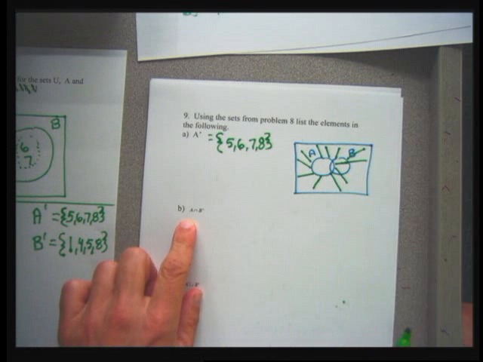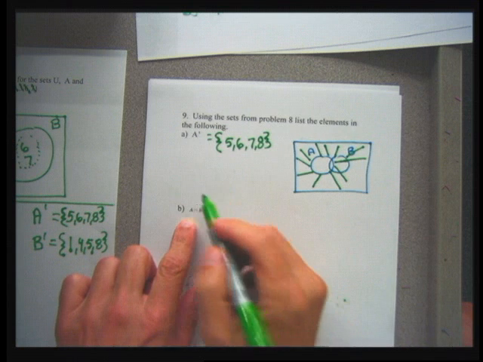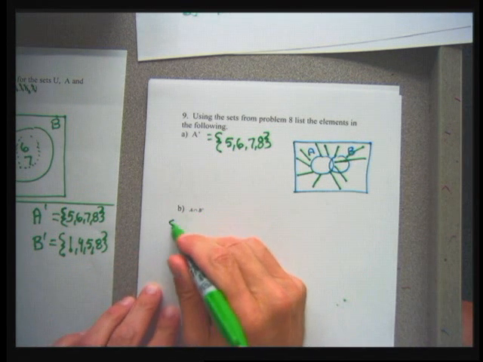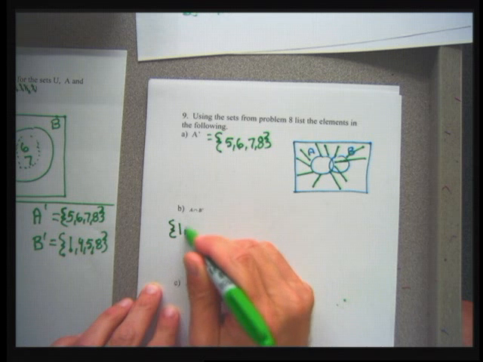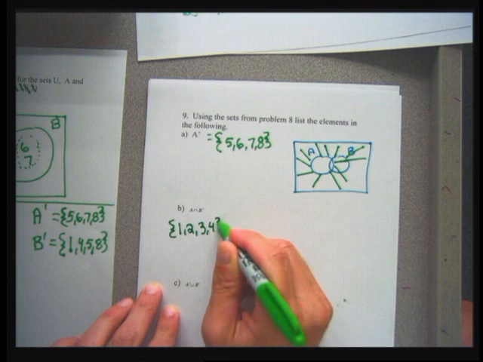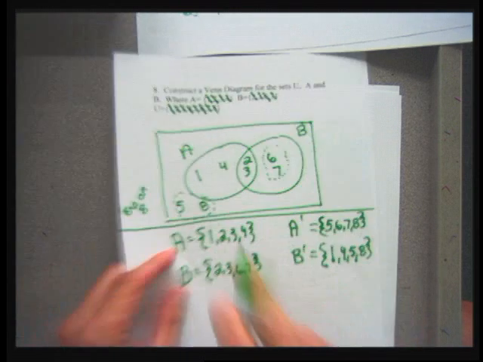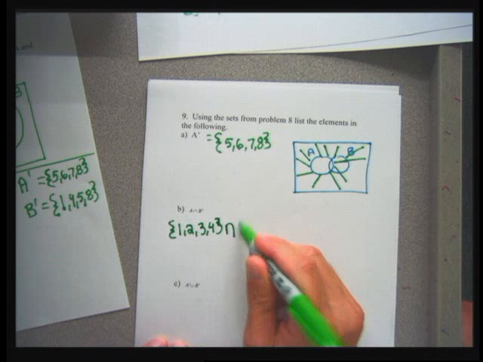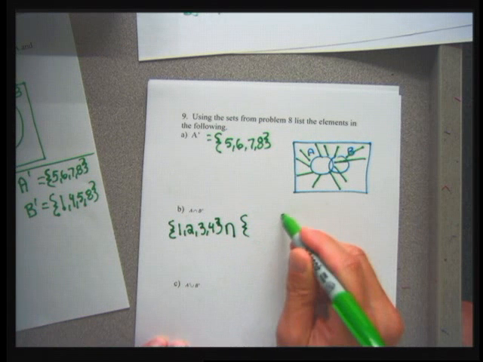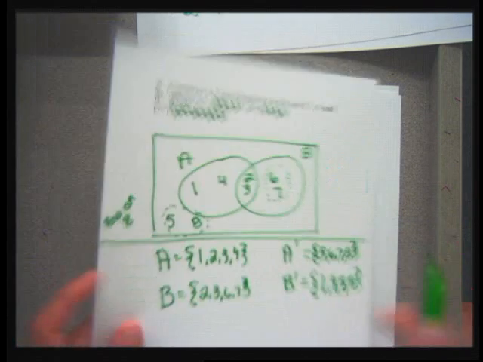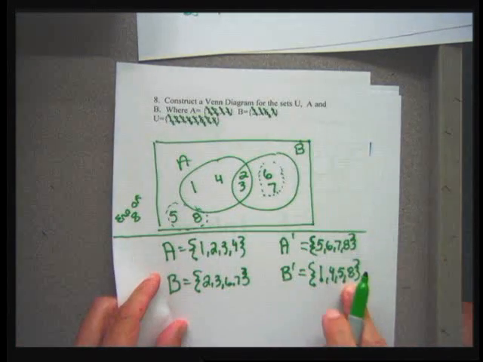To do part B, A intersection B prime, I'm going to replace the A with what it's equal to. I gave you that A is equal to the set that contains 1, 2, 3, and 4. So I'm replacing A with what it's equal to. I'm writing the intersection symbol, and to the right of the intersection symbol, if I'm solving this without using pictures, I'm going to write what B prime is, which is 1, 4, 5, and 8.